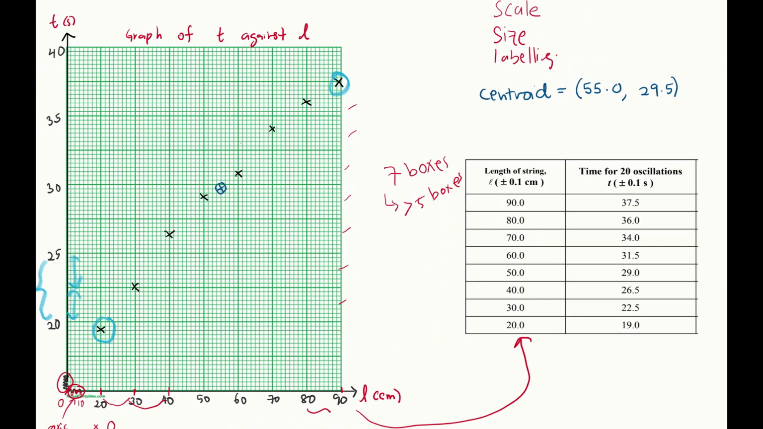It's 90. Okay, and now I plot the graph. So we have the marks for plotting. I plot the points. All 8 points you have to put at the right position, or at the right coordinate. Also, I need to put the centroid. The way we draw the centroid is a cross, and then you have a circle outside the cross, so the cross is inside the circle.